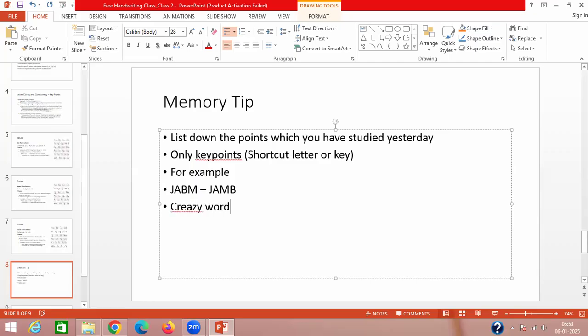Create crazy words which only you know, not others. So this will help you to build memory and it will help you in the examination to recollect the points very fast. Okay? I hope this added one more memory tip for the day 2 class. So this is your second memory tip.